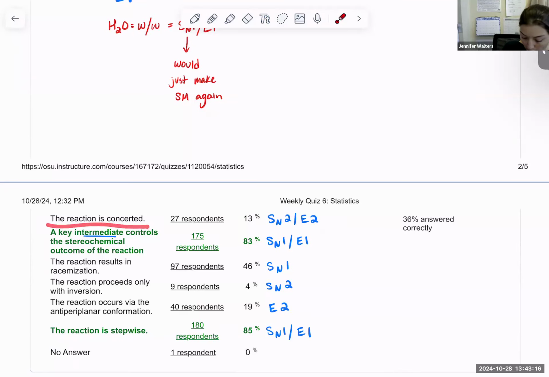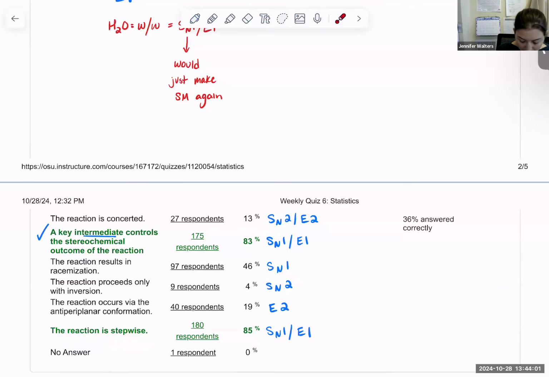So the reaction is concerted? No, that would only be true if it was SN2 or E2, so that is not correct. The key intermediate controls the stereochemical outcome of the reaction. I'm really glad that didn't trip people up. The key part there is that you get an intermediate, and remember that that intermediate is the carbocation intermediate. You only get intermediates with SN1 and E1. It makes that carbocation, and that controls the stereochemical outcome, because the racemization was because of the carbocation, or you would have the trans or E-alkene because you go through the carbocation with the elimination. So it is that carbocation intermediate that controls the stereochemical outcome. That is true.